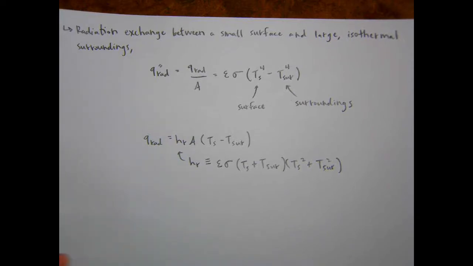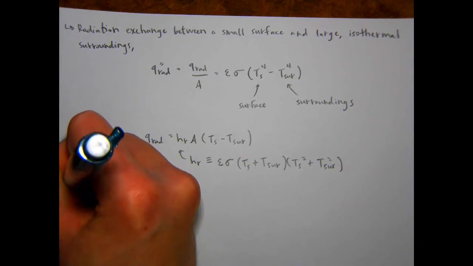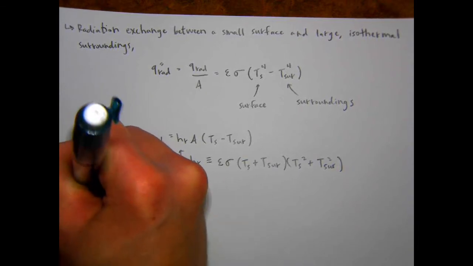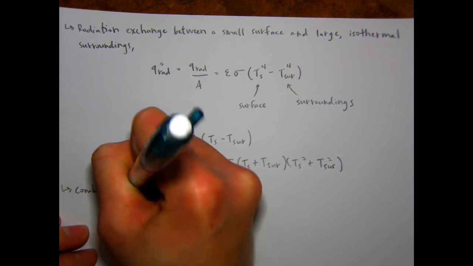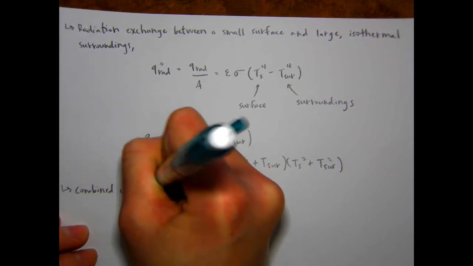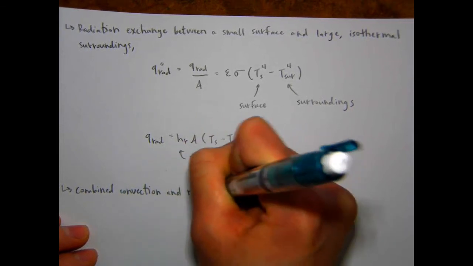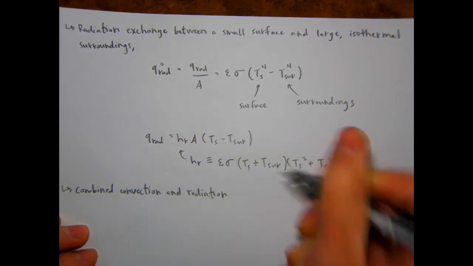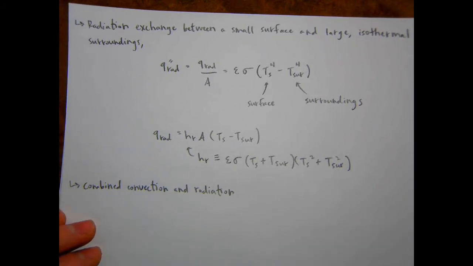The reason that we look at it this way is because we often will have combined convection and radiation from a surface. So it's convenient to lump the two together by writing the radiation equation to match the convection equation. Sorry, combined convection and radiation.